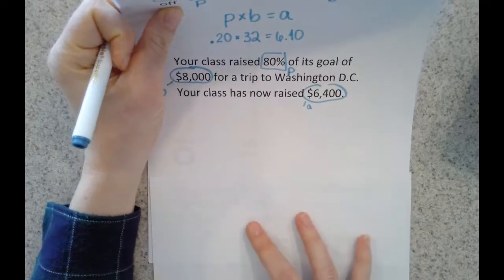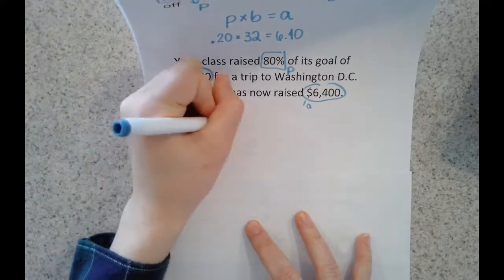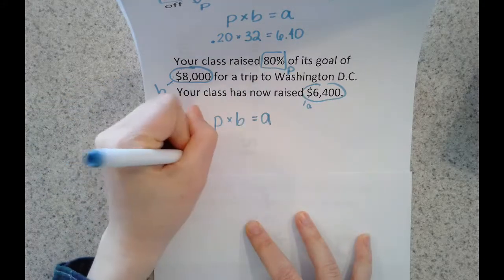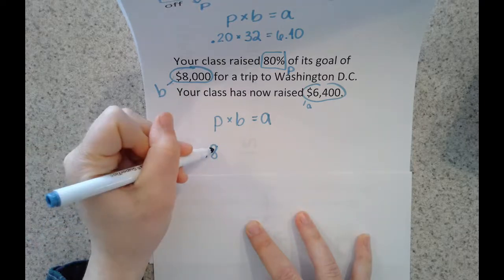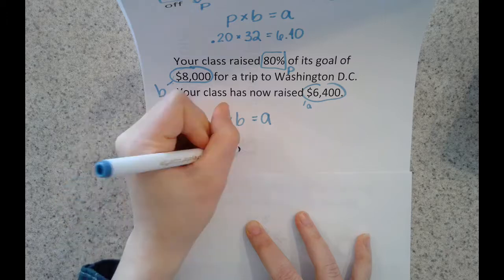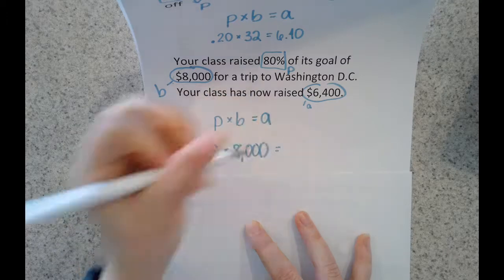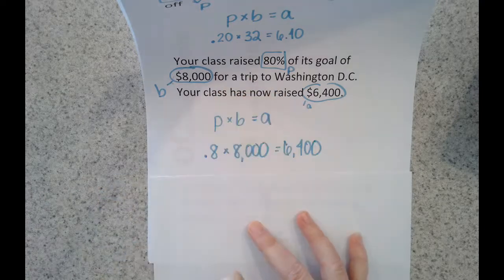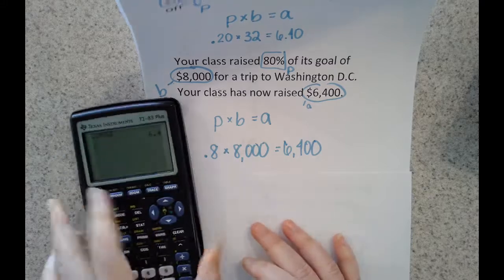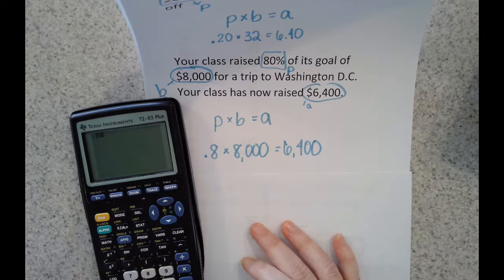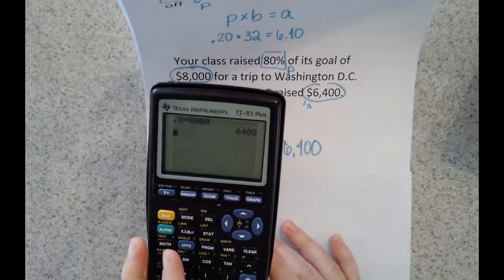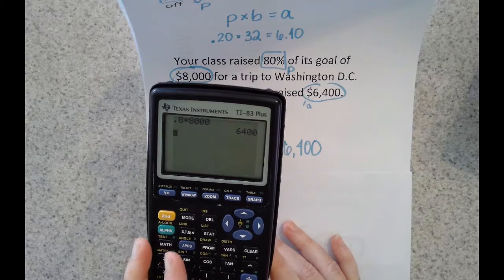So if we plug all of this in, percent times the base equals the part. 80% as a decimal is 0.8. So I'll plug in 0.8 for P. My base is $8,000. And my part is $6,400. Now, according to the percent equation, if we multiply 0.8 times 8,000, we should get 6,400, which we do. 80% of $8,000 is $6,400.